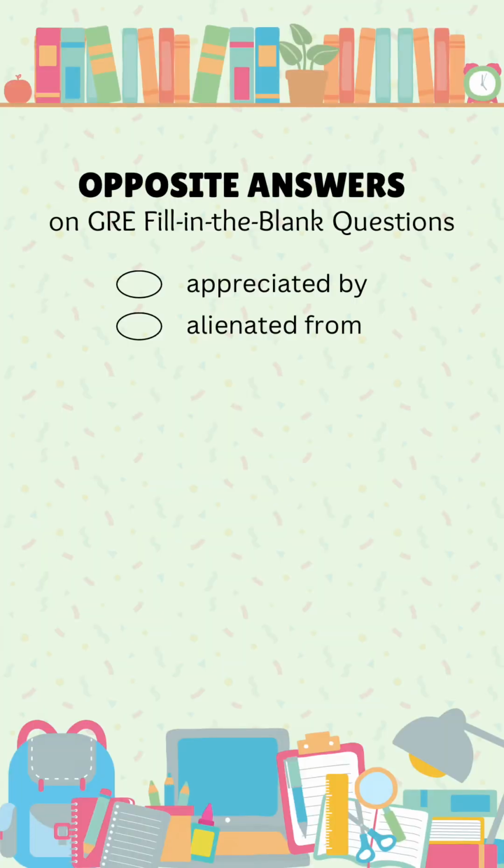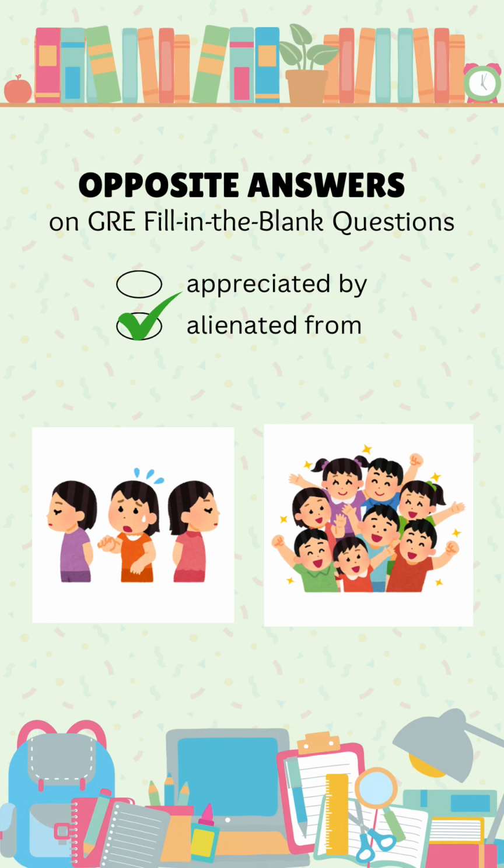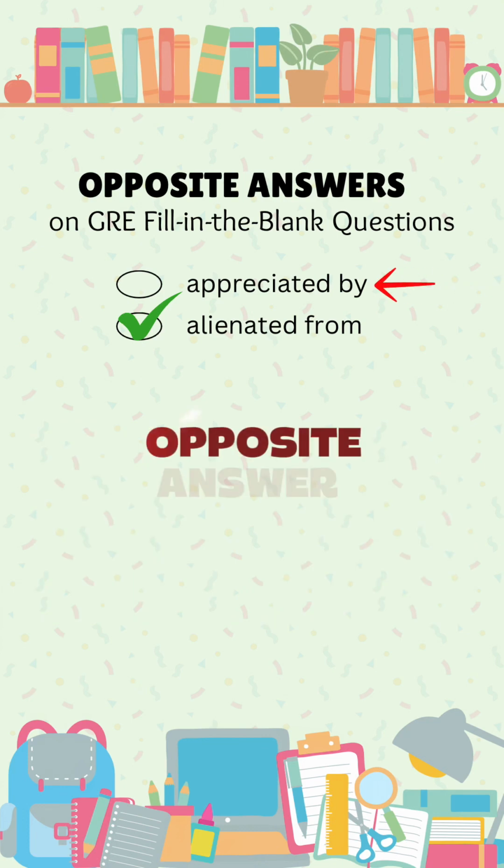In section 2, we have a question with these two answer choices, appreciated by and alienated from. The correct answer is the second one. To be alienated is to be separated from others. People who are alienated feel pushed aside and alone, which is the opposite of feeling appreciated. Being appreciated is a good thing, but being alienated is negative. So that first answer is an opposite answer trap.